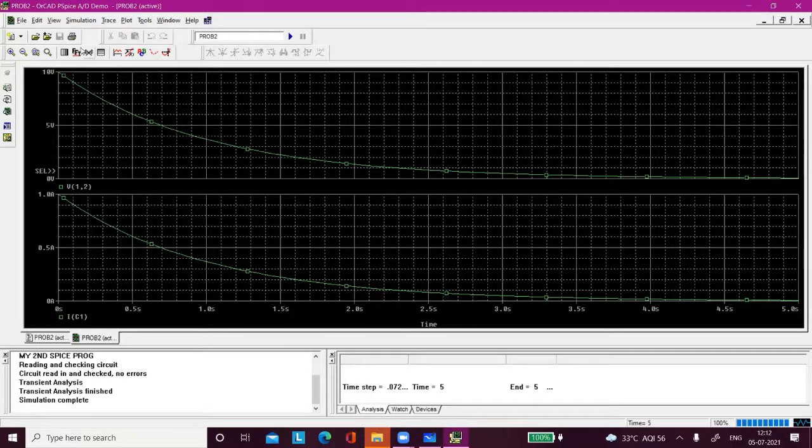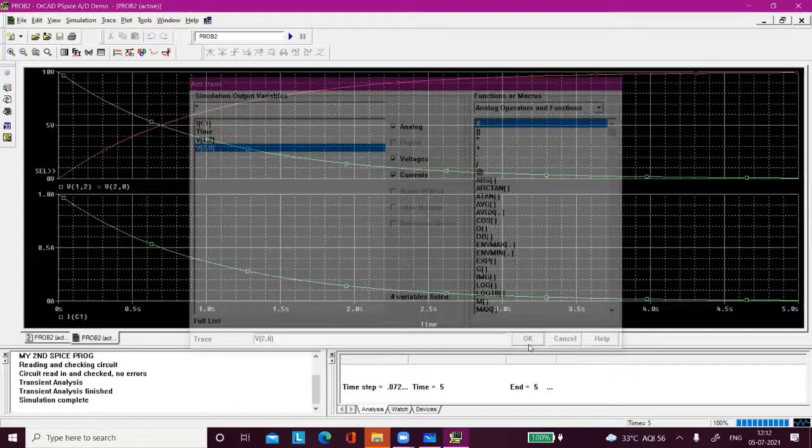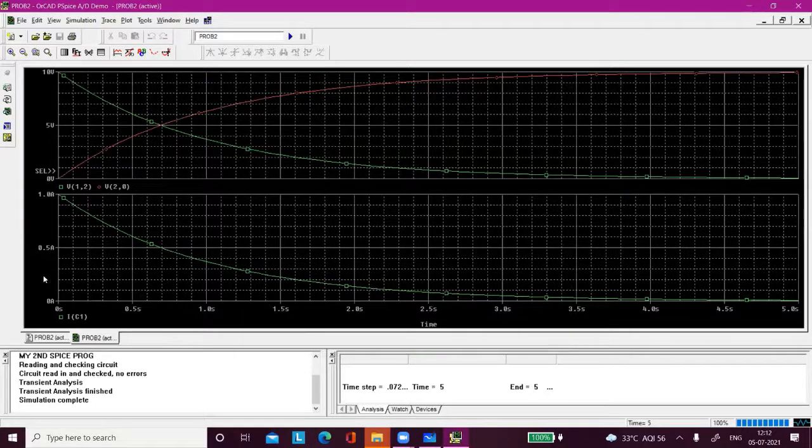And finally the VC. VR plus VC equals the applied voltage. So V20 will give you the VC. Let us delete this graph for a better view.